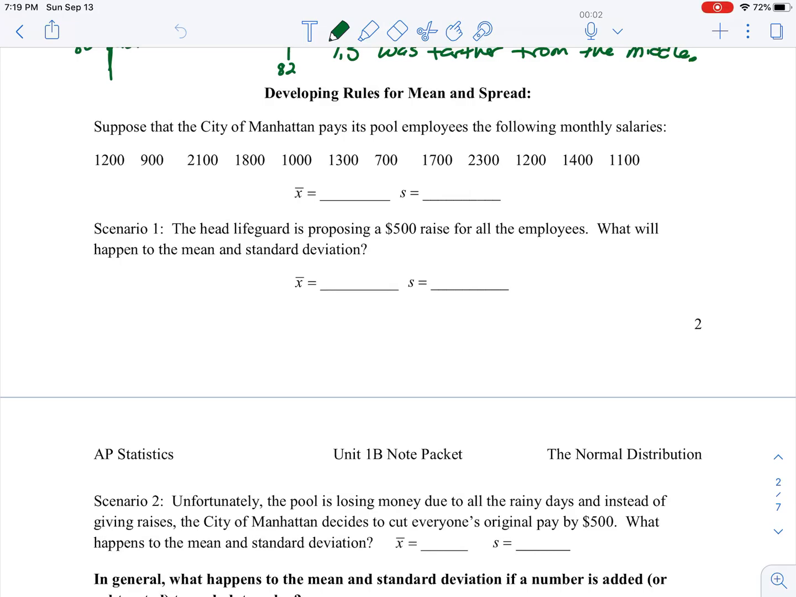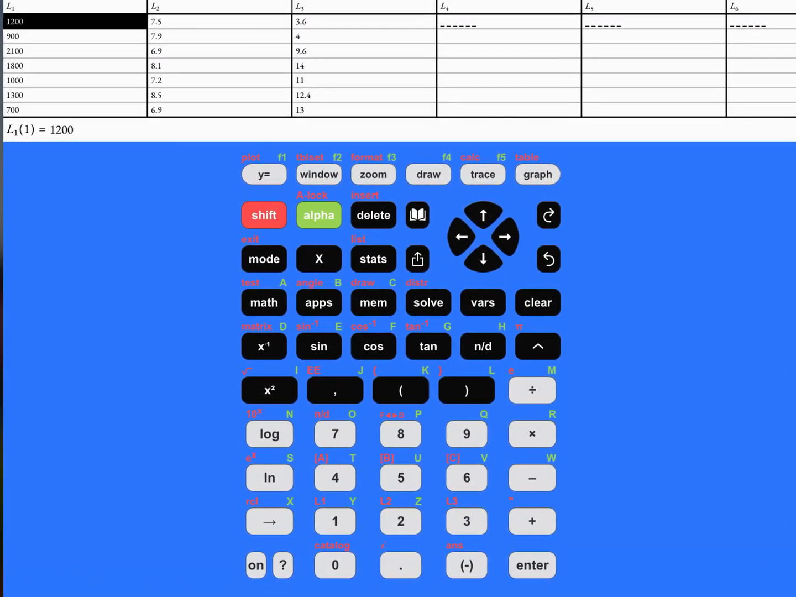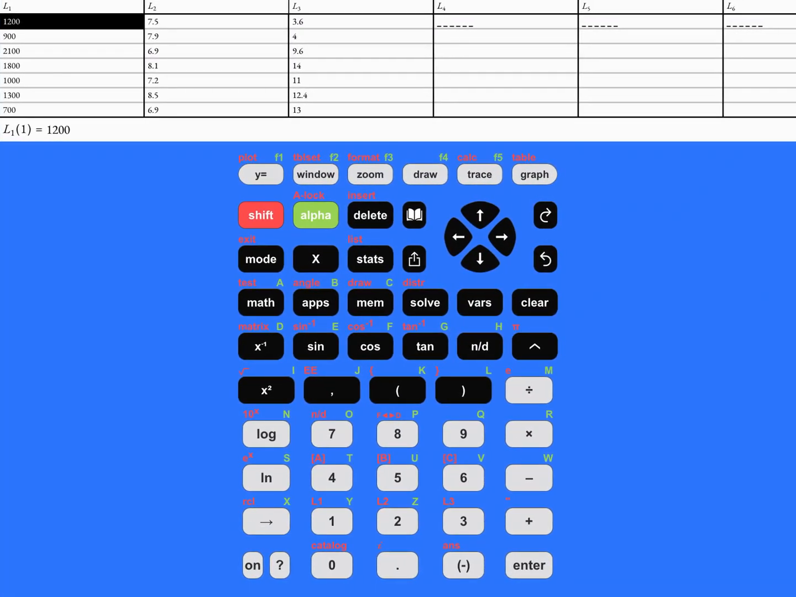So this section is going to be about developing rules for mean and spread. So here we go. Suppose the city of Manhattan pays its pool employees the following monthly salaries. We want to find out what the mean and the standard deviation are for that. So there isn't anything special to that.